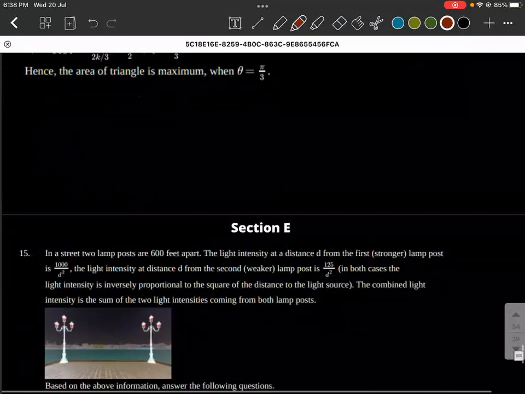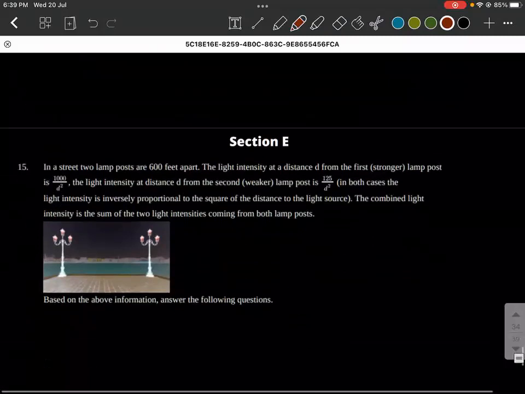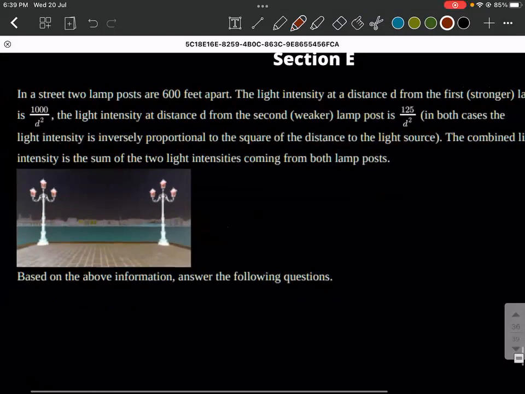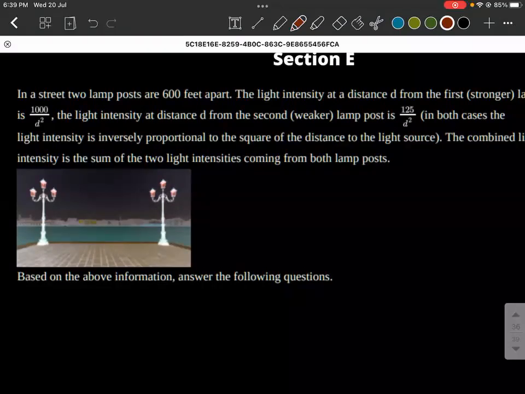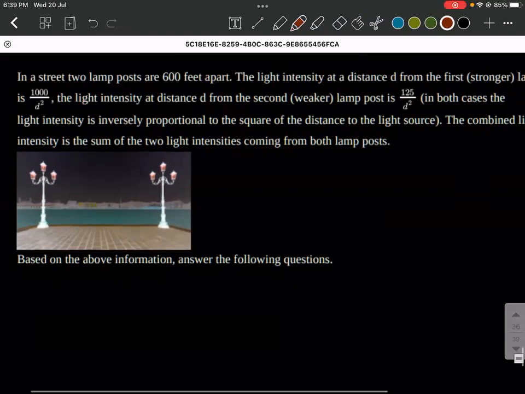Okay. I think this is the last one. In a street, lamp posts are 600 feet apart. The light intensity at a distance d from the first is 1000 divided by d square. The light intensity at a distance d from the second is 125 divided by d square. The combined light intensity is the sum of the two light intensities coming from both lamp posts. Based on the above information, answer the following questions.